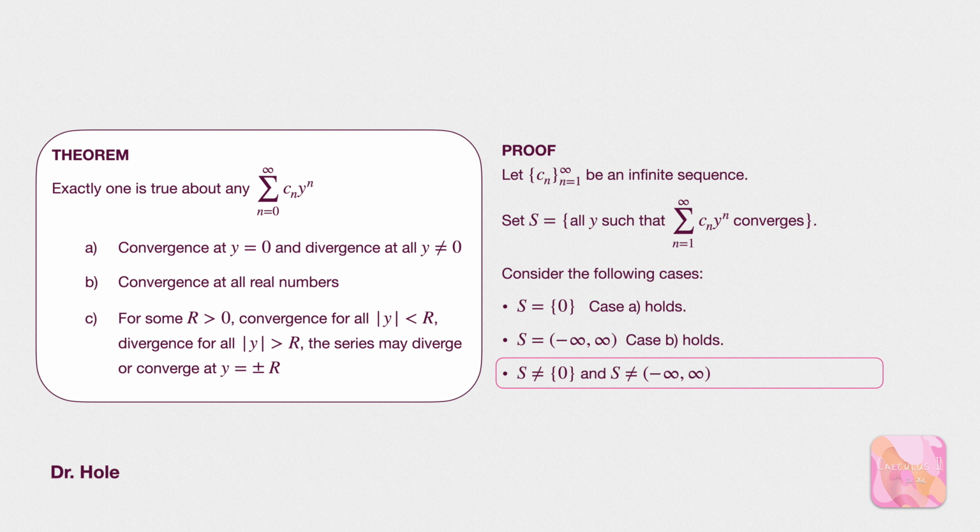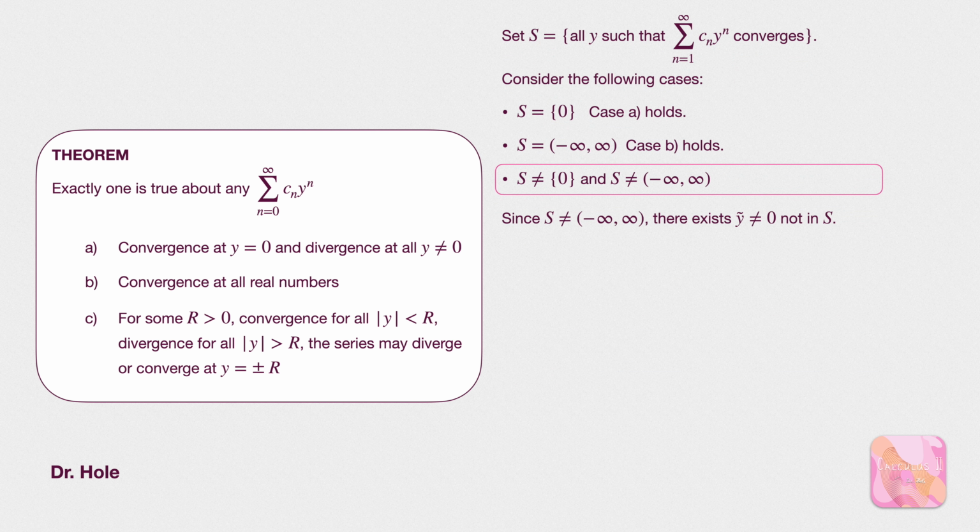So now to finish our proof, we need to show that this statement of S not being only the center, as well as S not being the entire real line, is equivalent to this statement C. All right, so that's our task. Let's see how we'll do that.